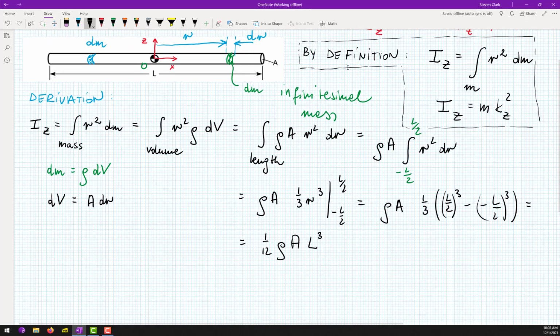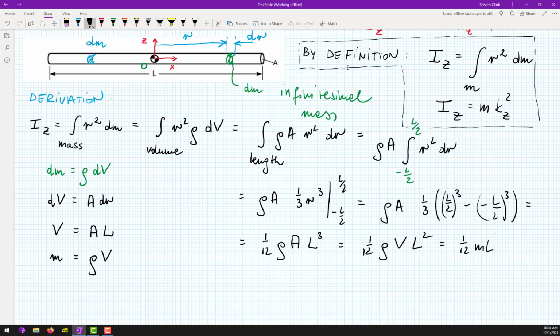And now let's go backwards, yeah? So we can also write that volume of the entire beam is A times L. So we will end up here with 1/12 rho volume L squared. And then also mass of the beam is density times volume. So that would be, 1/12 of course, 1/12 mL squared. Bang, that's the end of part A. So Iz is equal to 1/12 mL squared.